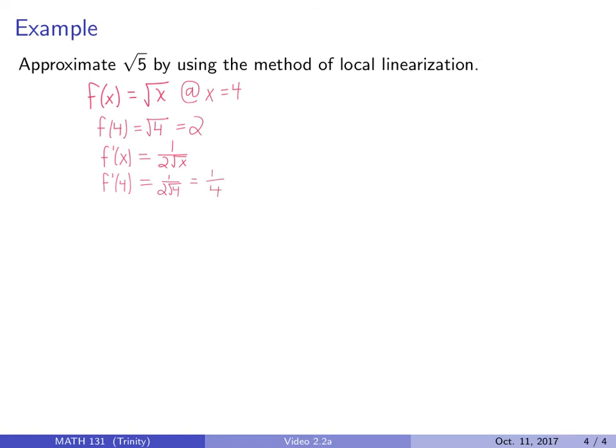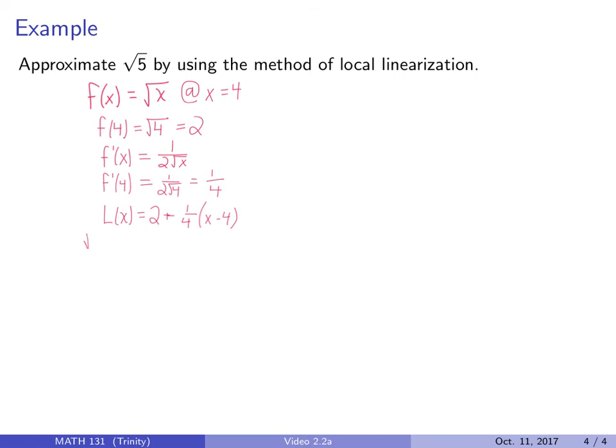Now we just plug those values into my function L of x. We end up with f of 4, which is 2, plus f prime of 4, which is 1/4, times the quantity x minus 4. So this is the equation of the tangent line at the point x equals 4.